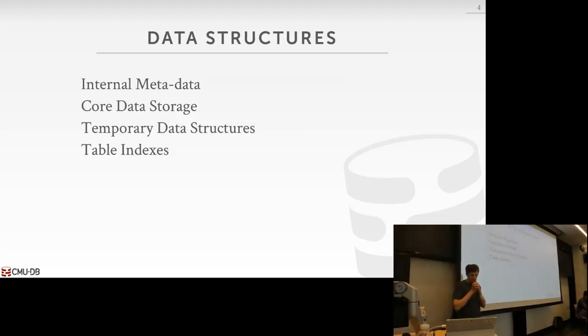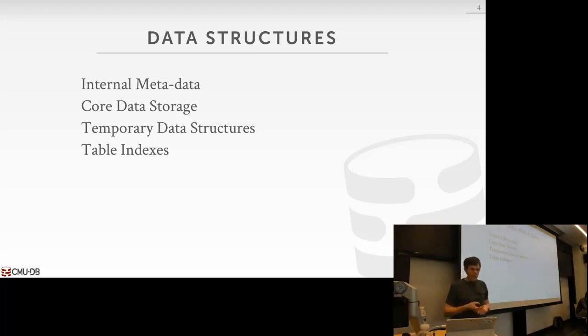Last class, we started talking about different kinds of data structures we could have inside of our database system. And we spent the entire lecture talking about hash tables. And we talked about how hash tables, or data structures in general, but especially hash tables, can be used in a variety of places inside the database system, like using it for internal metadata, actually storing the underlying tables in our database, and also temporary data structures, like building a hash table to do a join.